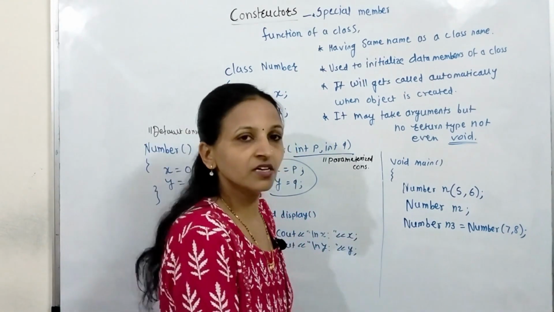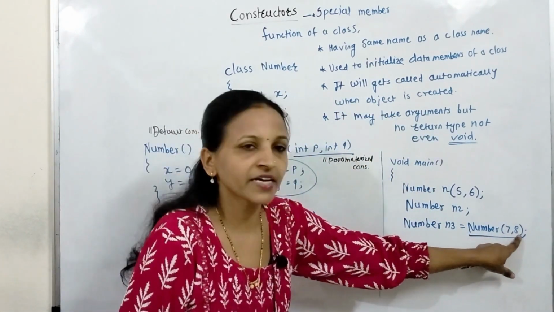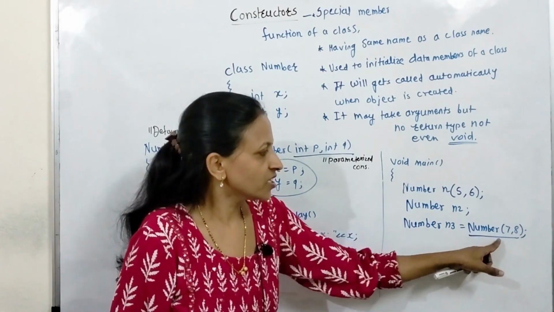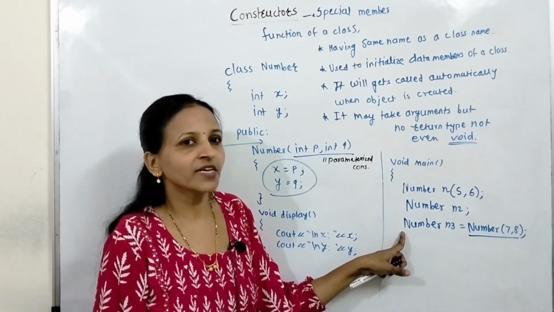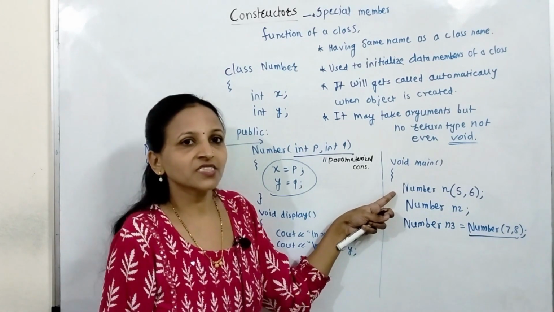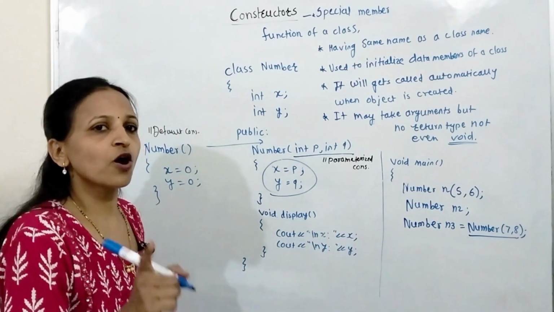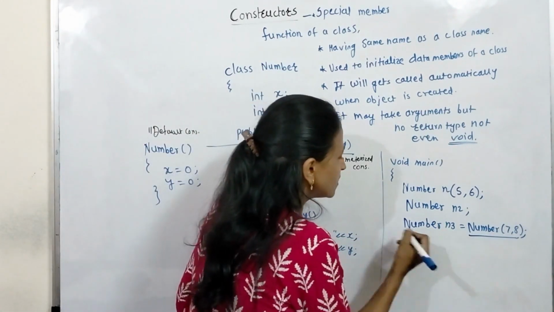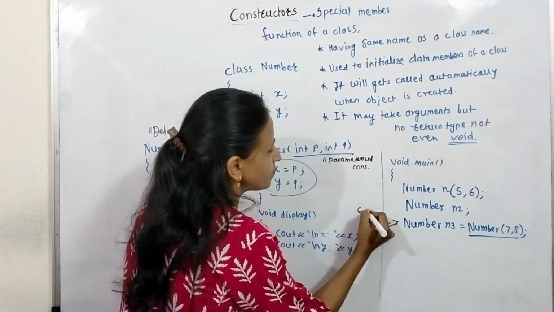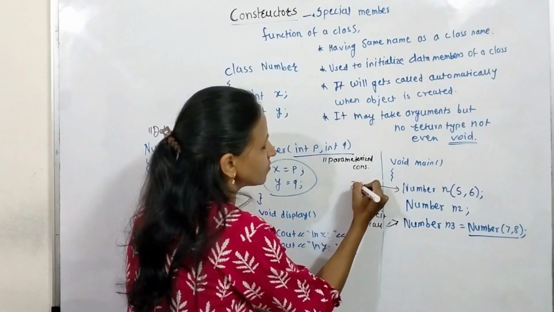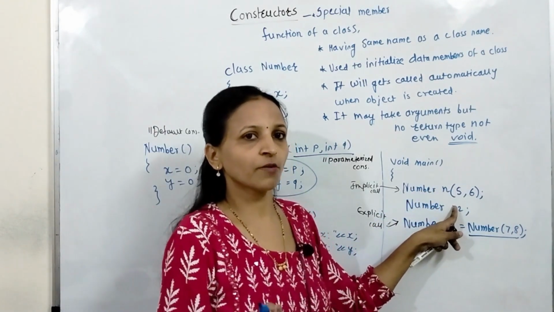Here, just like a function calling syntax, I have used Number, and in brackets I have passed 2 arguments. Here the parameterized constructor will get called automatically. This is nothing but explicitly calling the parameterized constructor, and this other way is nothing but implicitly calling it. These are the 2 ways to call a parameterized constructor. This one is an explicit call and this is an implicit call. Getting? These 2 ways are there, but normally the implicit call is used.